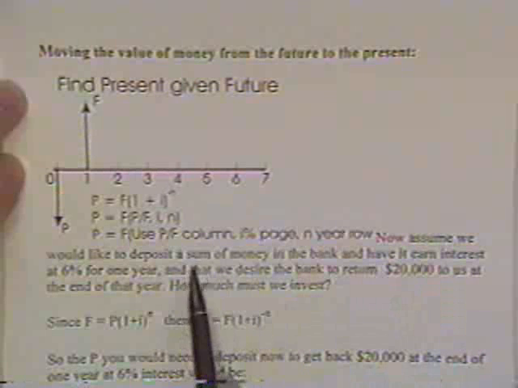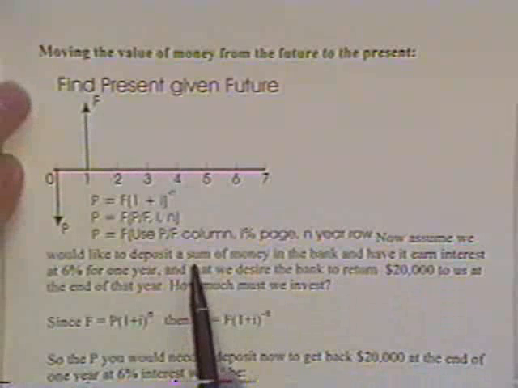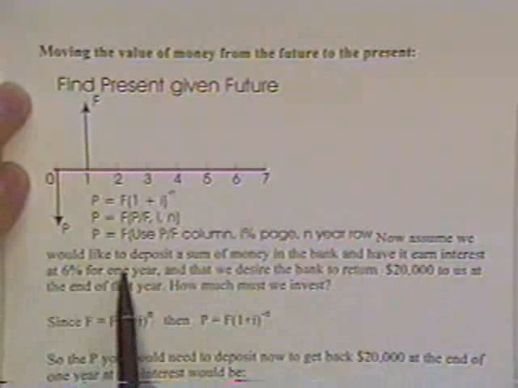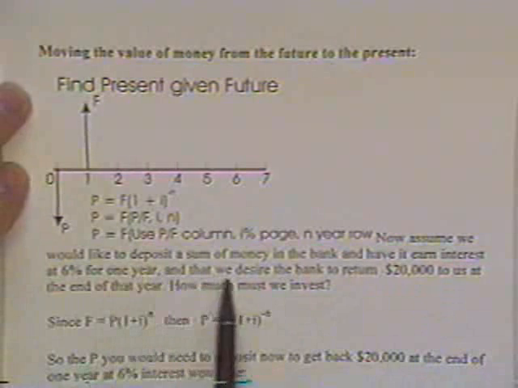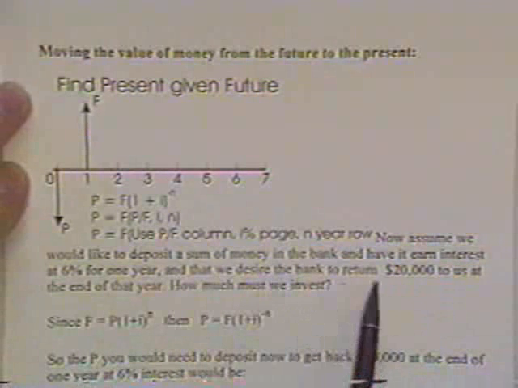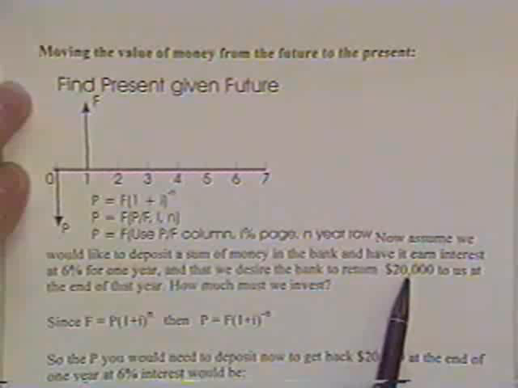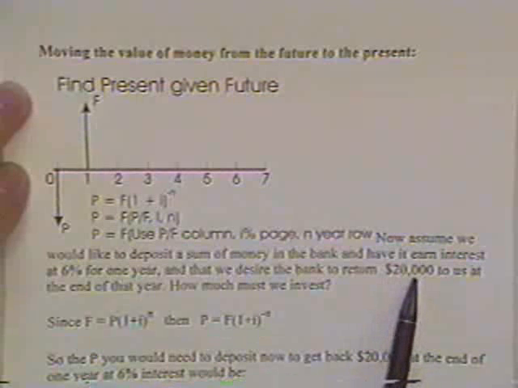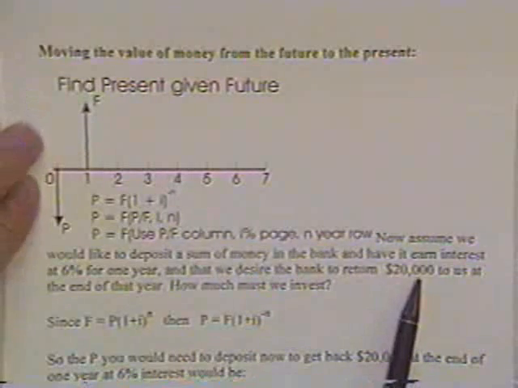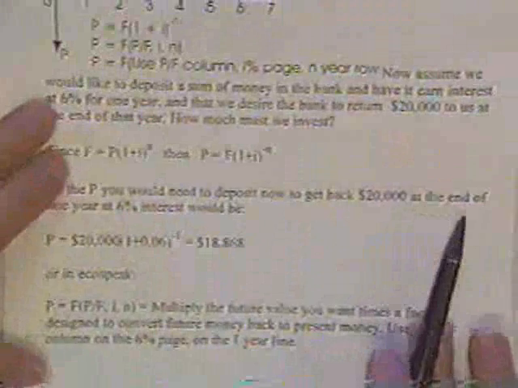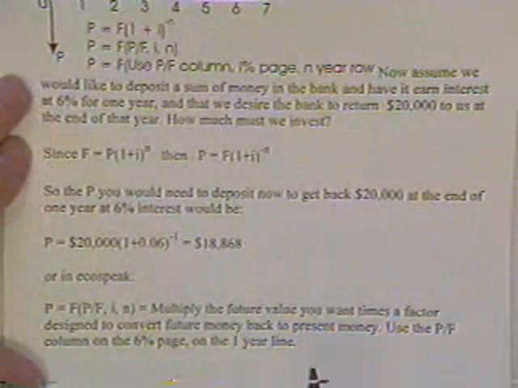For example, let's assume that we would like to deposit some amount of money in the bank, have it earn interest at 6% for 1 year, and at that time we'd like for the bank to give us $20,000, because that's how much we need for the car. We don't quite have enough for the car right now. How much must we invest now in order to have the bank return to us the money we desire, $20,000?